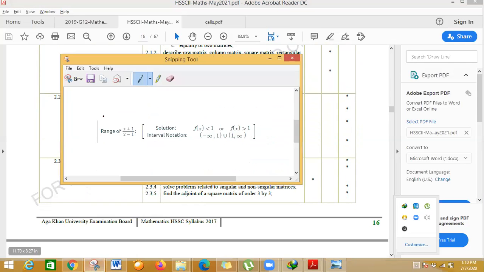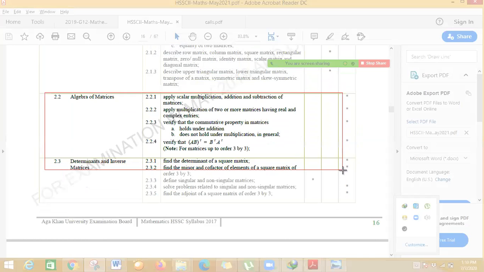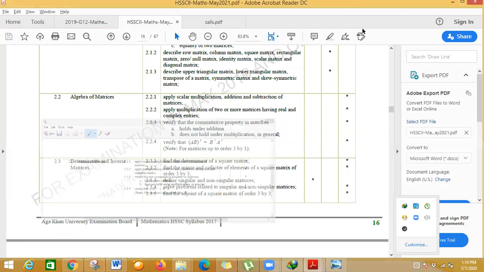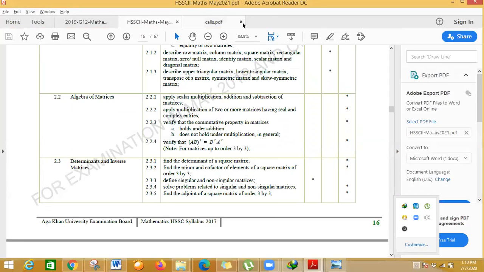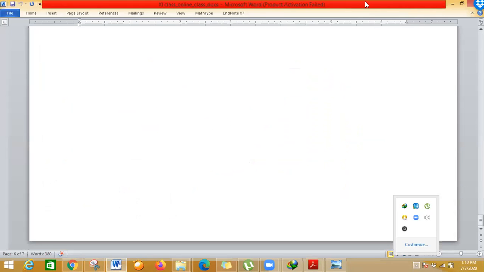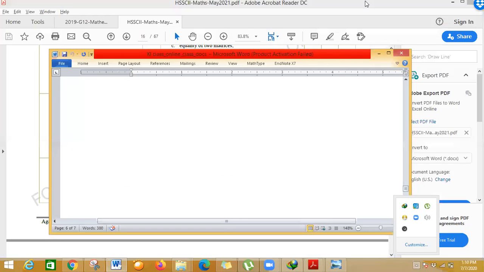Okay, so our next lecture is on algebra of matrices. So let's start.